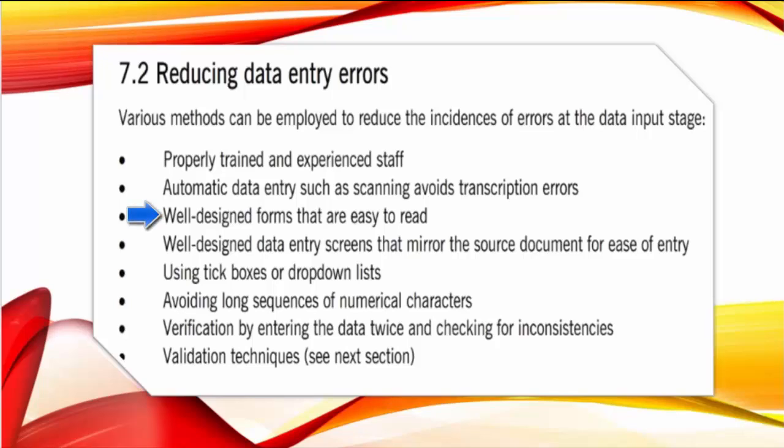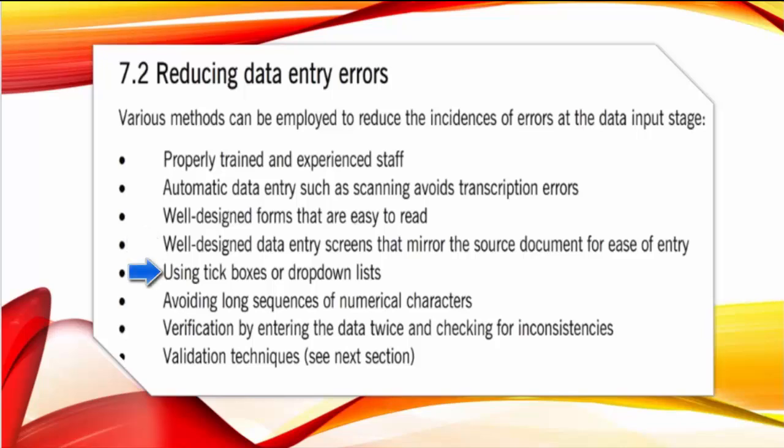3. Well-designed forms that are easy to read. Good forms have clear headings, are logically ordered, use enough space to avoid cramping. Example, a purchase order form with separate sections for supplier info, items, prices, and tax codes. 4. Data entry screens that mirror the source document. This means the screen layout matches the paper document. For example, if the invoice has name, item, quantity, price, then the data entry form should follow the same structure. This reduces confusion and makes errors less likely.